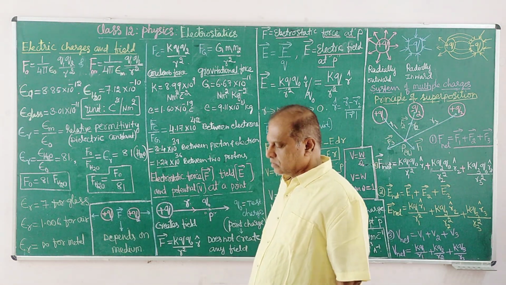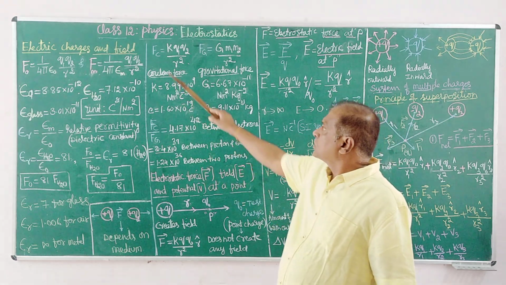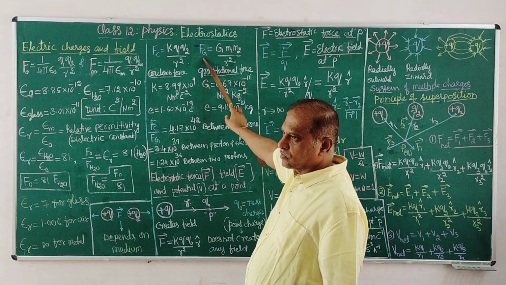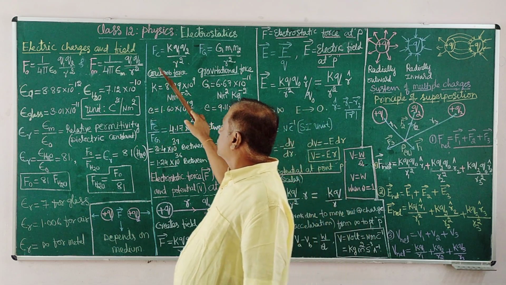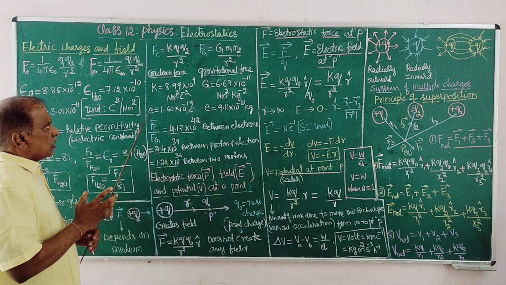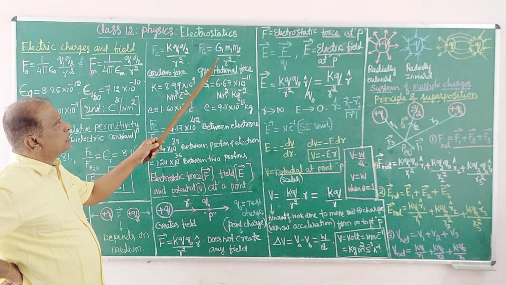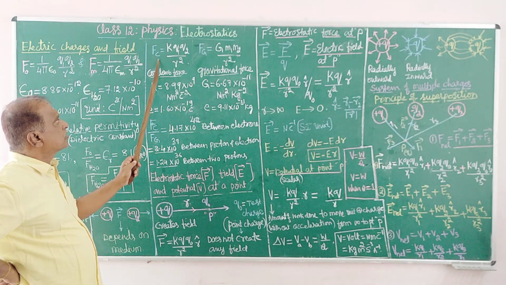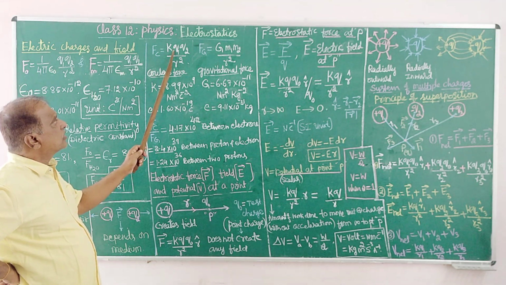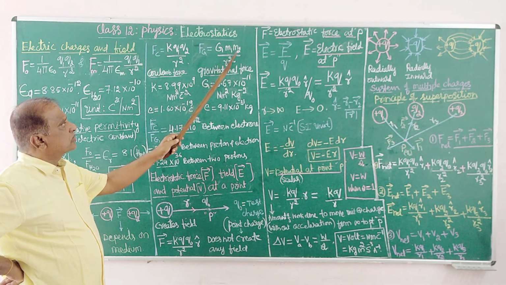Next, a comparison between two forces, electrostatic force and gravitational force. Electrostatic force is given by Coulomb's law. Gravitational force is given by Newton's law. That is the equation of Newton's law and the equation of Coulomb's law. Electric force is because of electric charges, and gravitational force is because of masses.